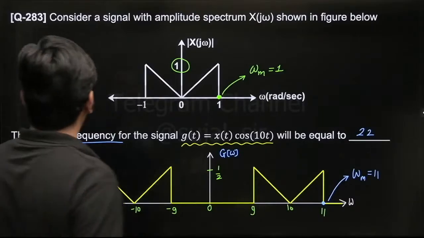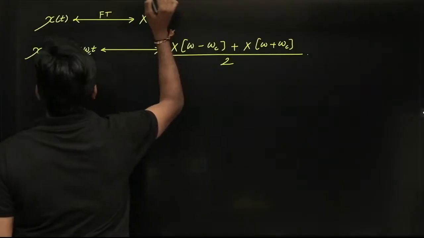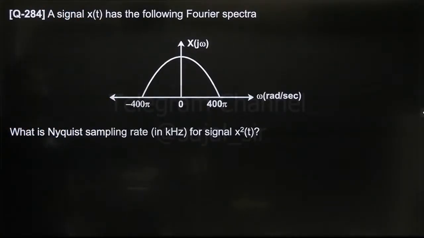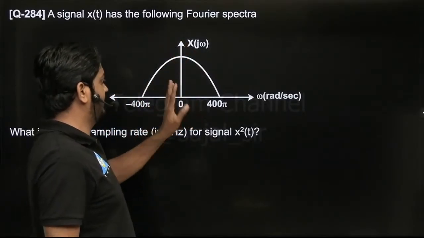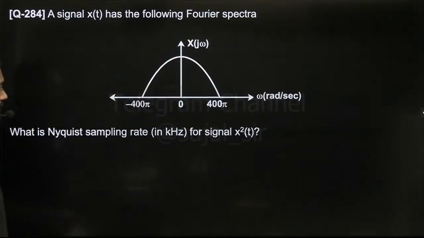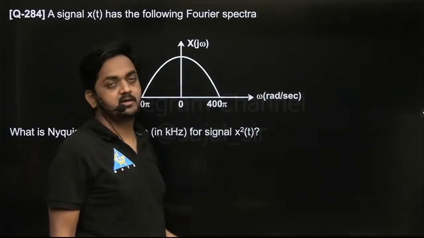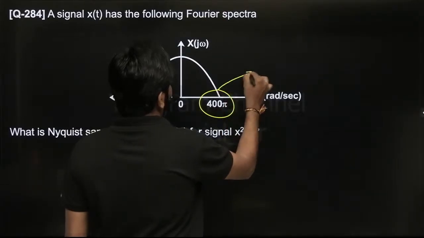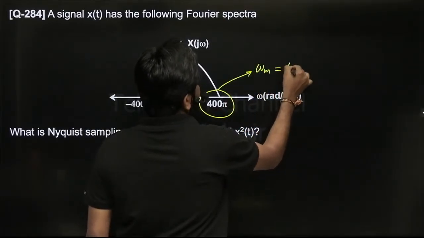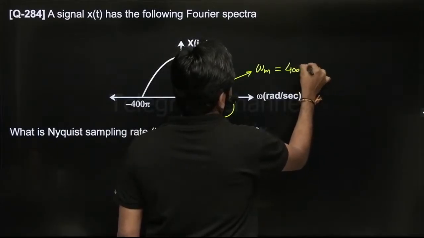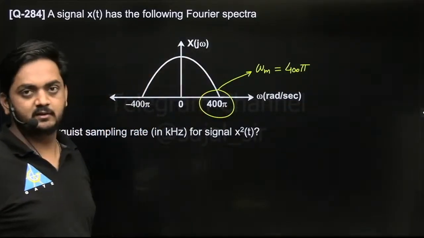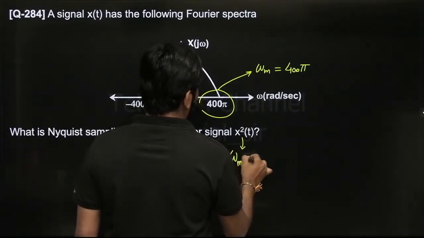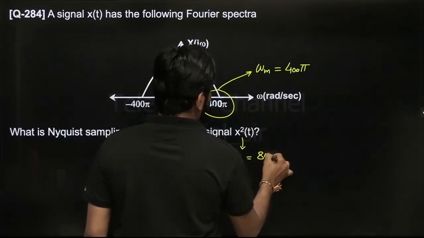Okay, 22, guys. Now next is question number 284. A signal has the following Fourier spectra. What is the Nyquist sampling rate in kilohertz for signal x squared? After taking the square, the frequency will be double, guys. Here frequency is omega m, it is 400 pi. And if you do the squaring operation, what is the frequency? Here the frequency will be double, that is 800 pi, guys.